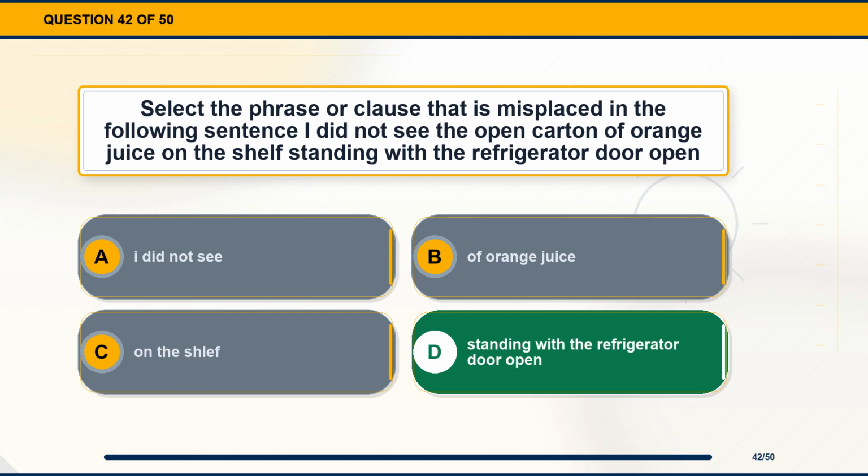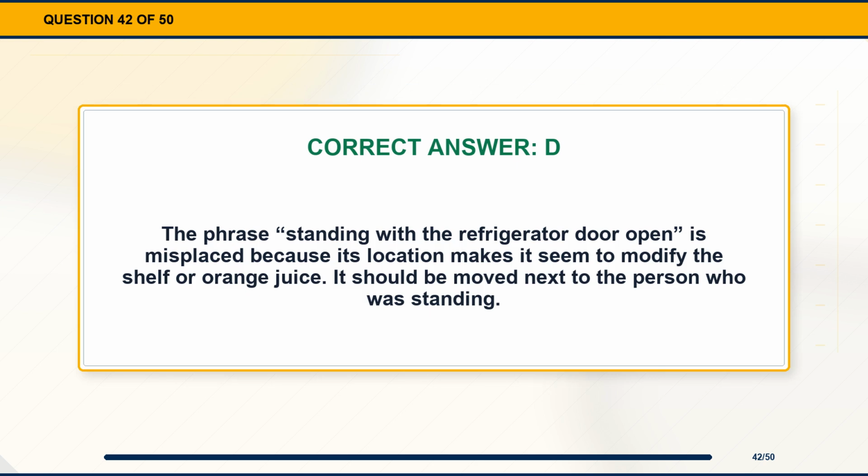The correct answer is option D. Standing with the refrigerator door open. Explanation. The phrase standing with the refrigerator door open is misplaced because its location makes it seem to modify the shelf or orange juice. It should be moved next to the person who was standing.